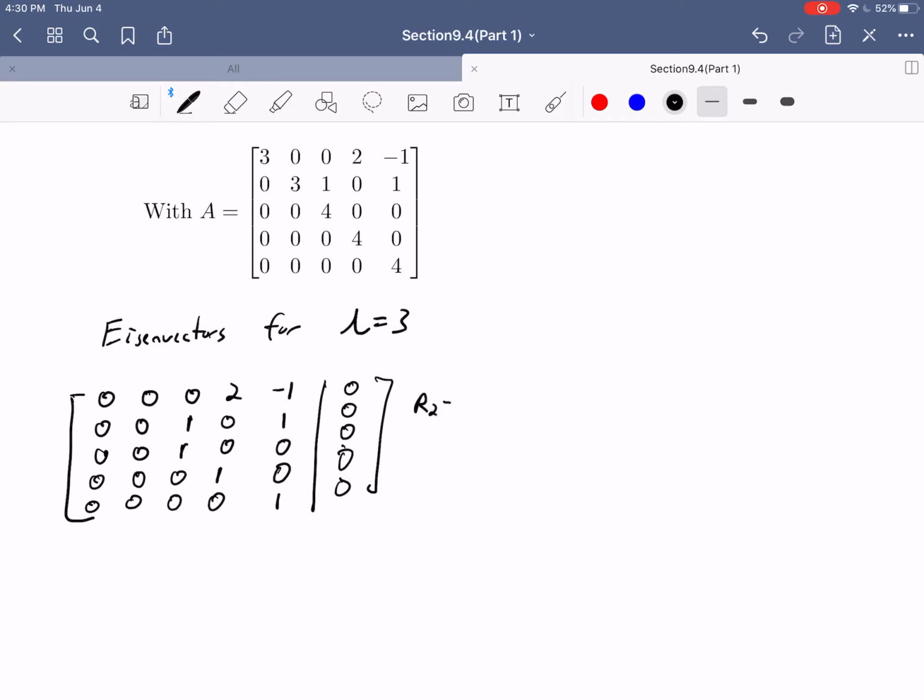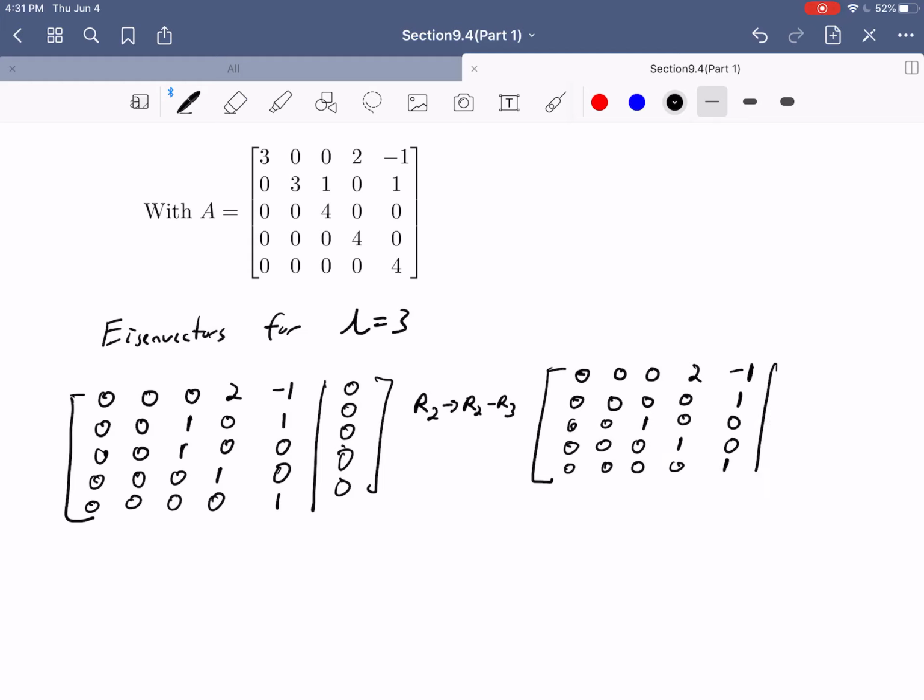So let's do R2 and replace R3 with R3 minus, we can actually do it the other way, which will make it a little bit easier. Let's take R2 and replace it with R2 minus R3. It'll be a little more clever. And then we've got those things augmented there.